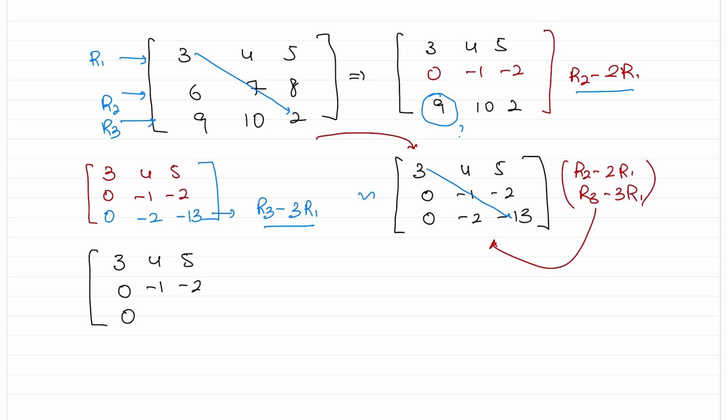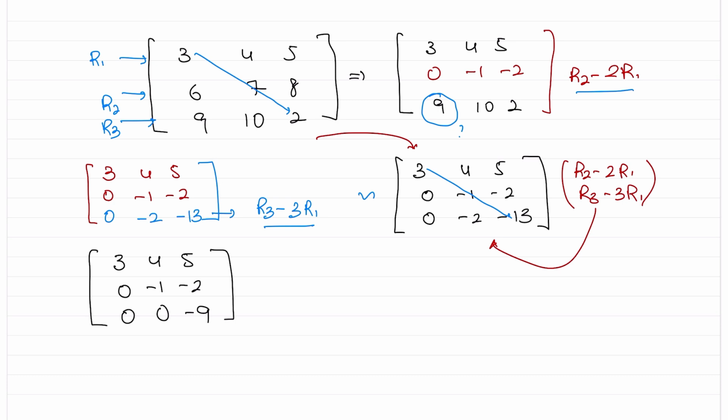Because these are already zeros, this will not change the first column, second column. R3 minus 2R2. R3 minus 2R2, it will become 0. R3 is minus 13. Minus 2R2 is plus 4. That is minus 9.